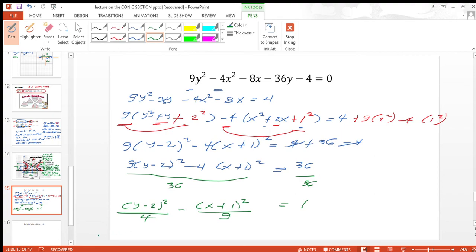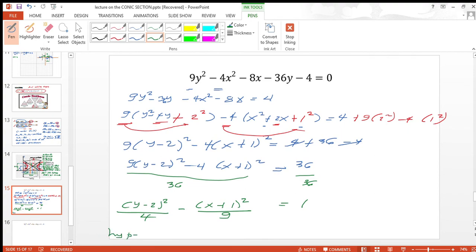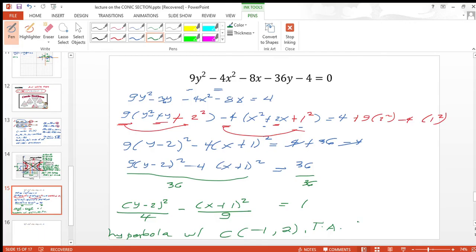So if you will describe this, you have your hyperbola with center at (h, k), x minus h, so minus 1. Y minus k, that will be 2. So that's the center. And then transverse axis parallel to the y-axis, or that's OY, because the positive is with y. Okay, so center is at minus 1, 2.